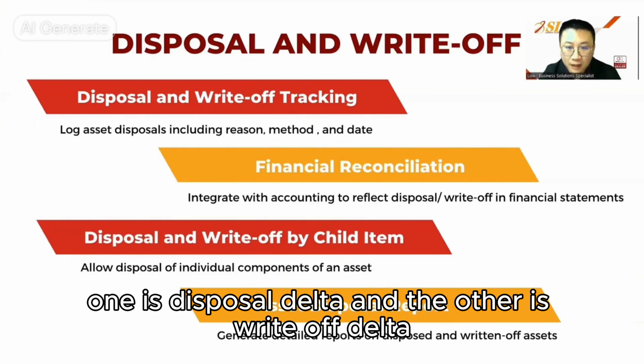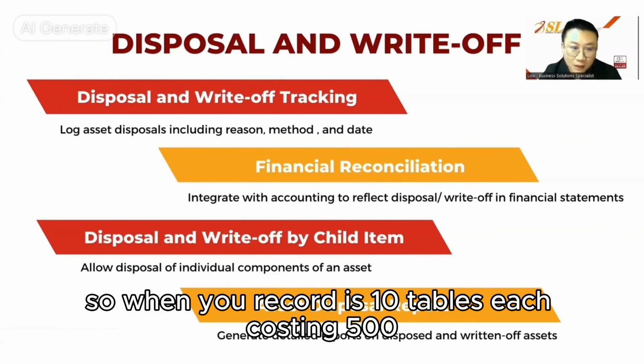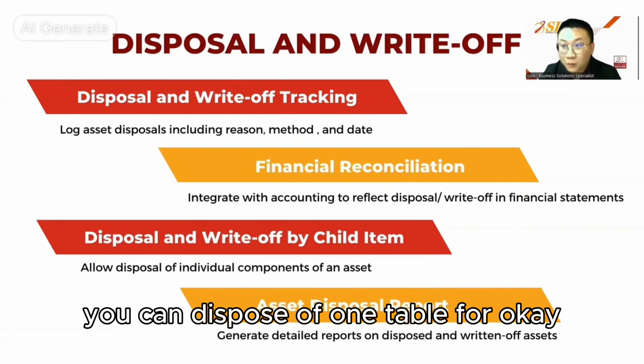So it can directly help you calculate the gain or loss on your disposal. It directly calculates and then updates it into a report. So for this disposal, you don't necessarily have to dispose of everything. Let's say you have 10 tables. So when you record, it's 10 tables, each costing 500. So if you dispose, you can dispose of one table.